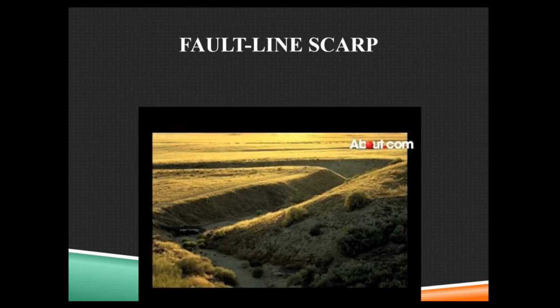We can also get fault line scarps that are not in the plane of a fault, so it's different than that other fault scarp where I showed you, that fault block drop down, and then there's erosion and collapse along that fault plane. A fault line scarp is nearby erosion and collapse, not in the fault plane.